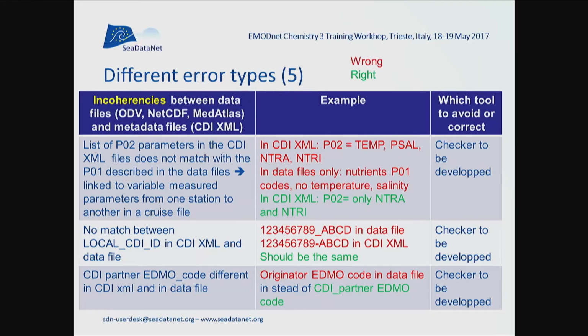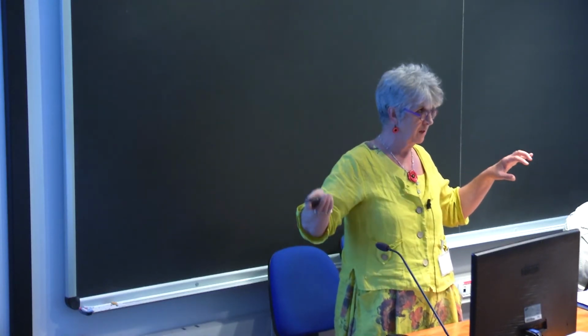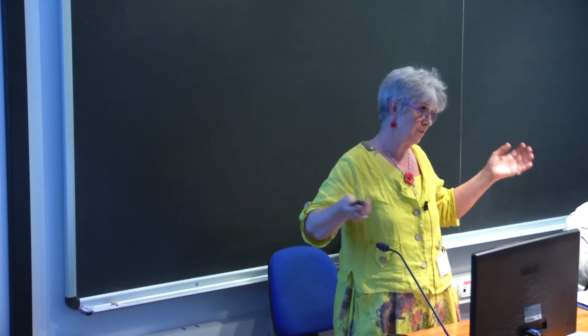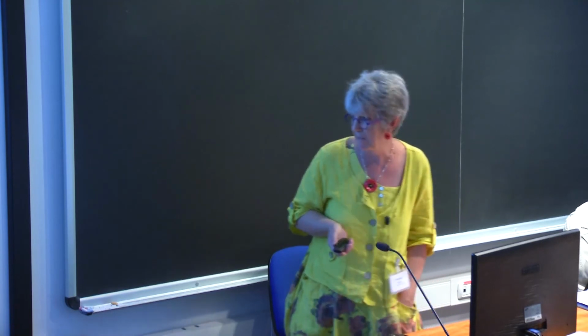Up to now, we don't have tools to check that, but in the frame of CData Cloud, we will develop a checker which will check this incoherency between XML files and data files. Sometimes the regional leaders also reported discrepancies between the local CDI ID in the data file and in the CDI file. In that case, you can understand that it's not possible to match the two files.